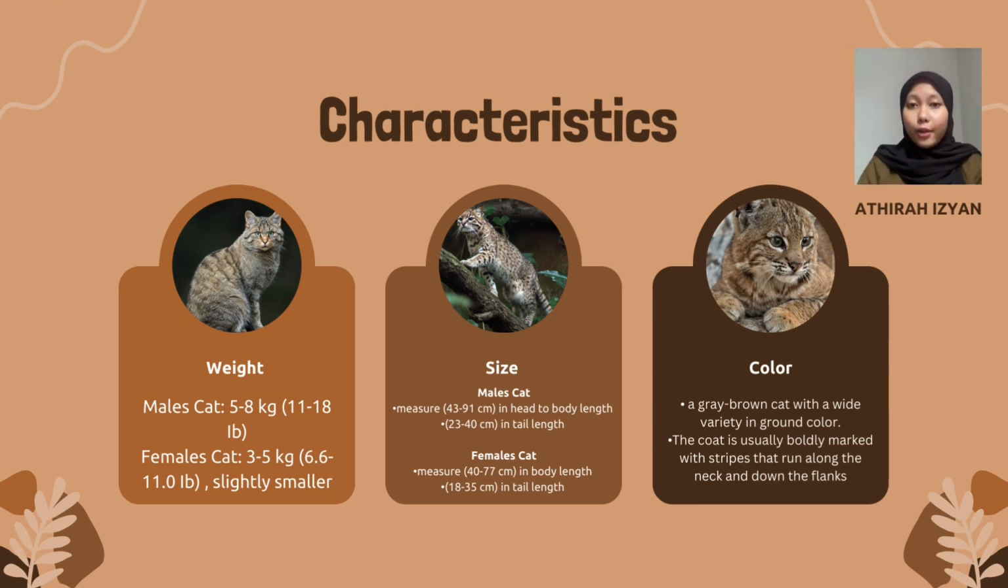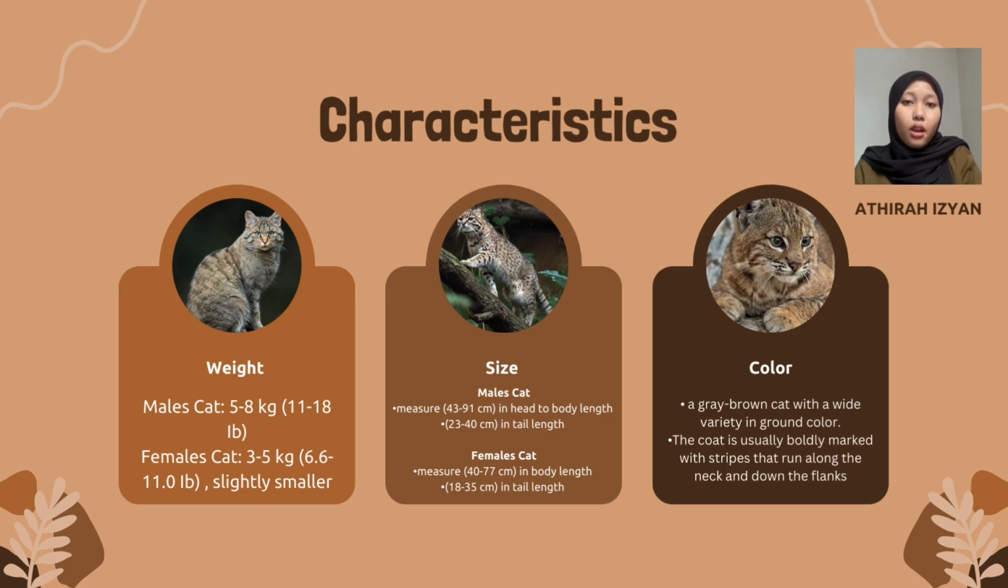Wildcats range in weight on average from 5 to 8 kg in males, and for female cats, the weight is on average 3 to 5 kg. Although the weight of individual cats varies substantially throughout the year, domestic cats are similar in size but can become much heavier as a result of overfeeding.